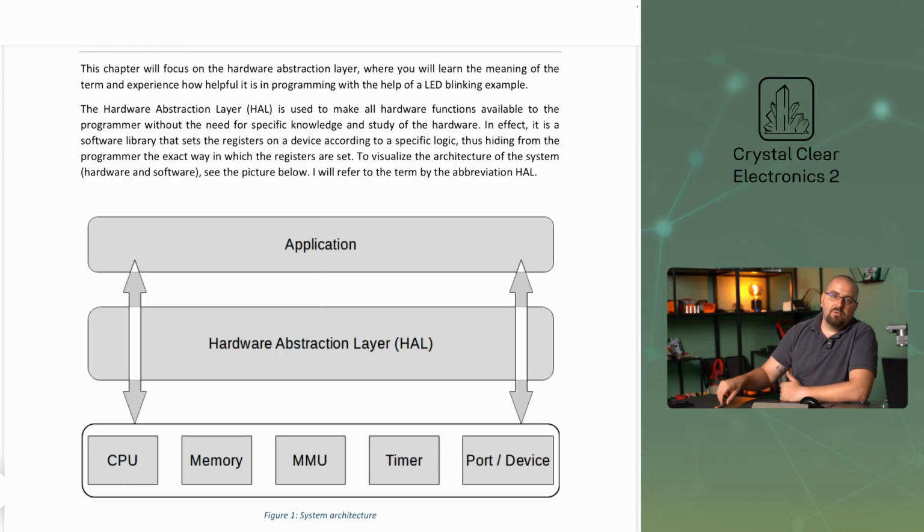The hardware abstraction layer, or HAL for short, is used to make all hardware functions available to the programmer without the need for specific knowledge and study of the hardware. In effect, it is a software library that sets the registers on a device according to a specific logic, thus hiding from the programmer the exact way in which the registers are set. The hardware abstraction layer will be hereafter referred to by the abbreviation HAL, which is used because of the English initials. In this picture, which we will show you in a moment, you should imagine the system as follows.